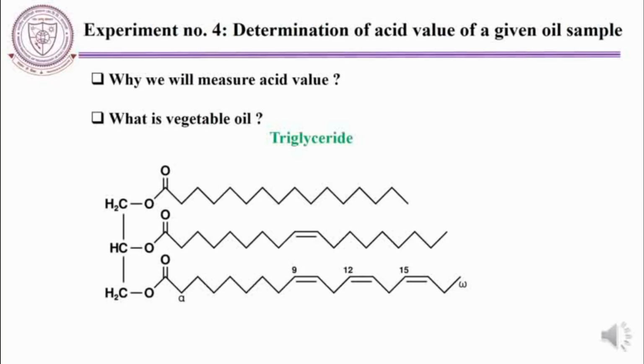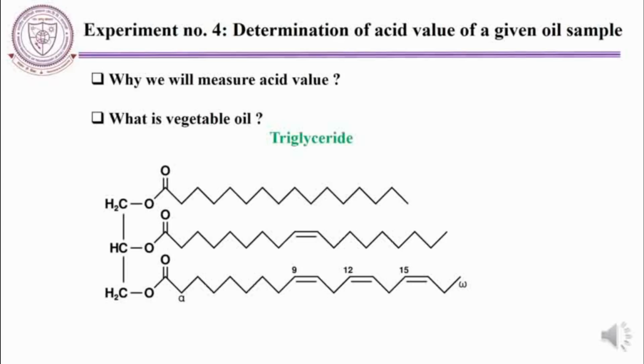For this purpose, we'll use a very simple technique, the acid-base titration method, and we'll try to find out what the acid value is. Acid value is defined as the milligram of potassium hydroxide required to neutralize 1 gram of oil sample. I am repeating it again: acid value is defined as the milligram of potassium hydroxide required to neutralize 1 gram of oil, that means it is actually the fatty acid.